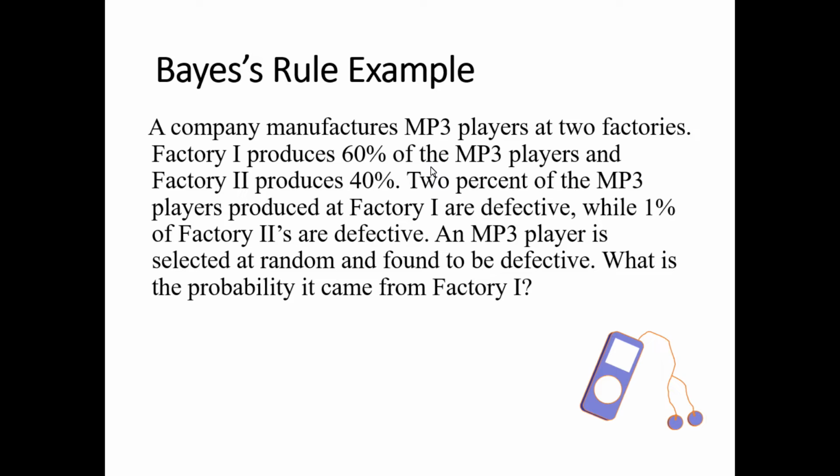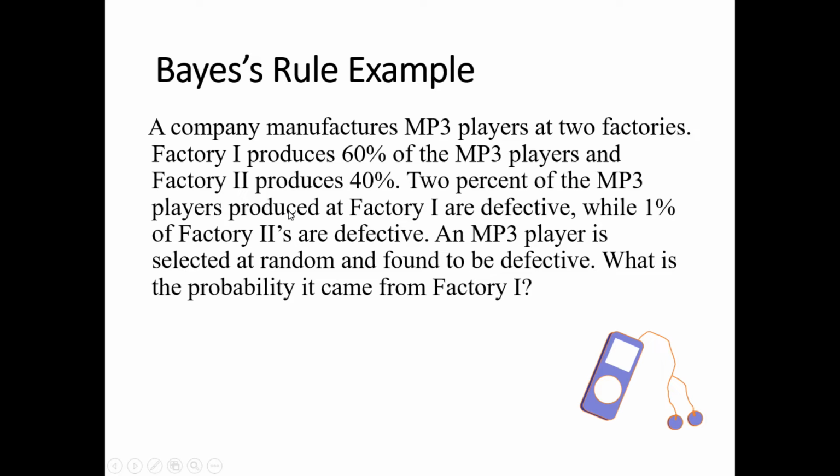So we know if something came from Factory 1, there's a 2% chance that it's defective. This is asking us, if we already know it's defective, what's the chance that it came from Factory 1, which is the opposite of that. This is a much more difficult question than it appears. In order to do it, we're going to need to break it down using Bayes' rule.